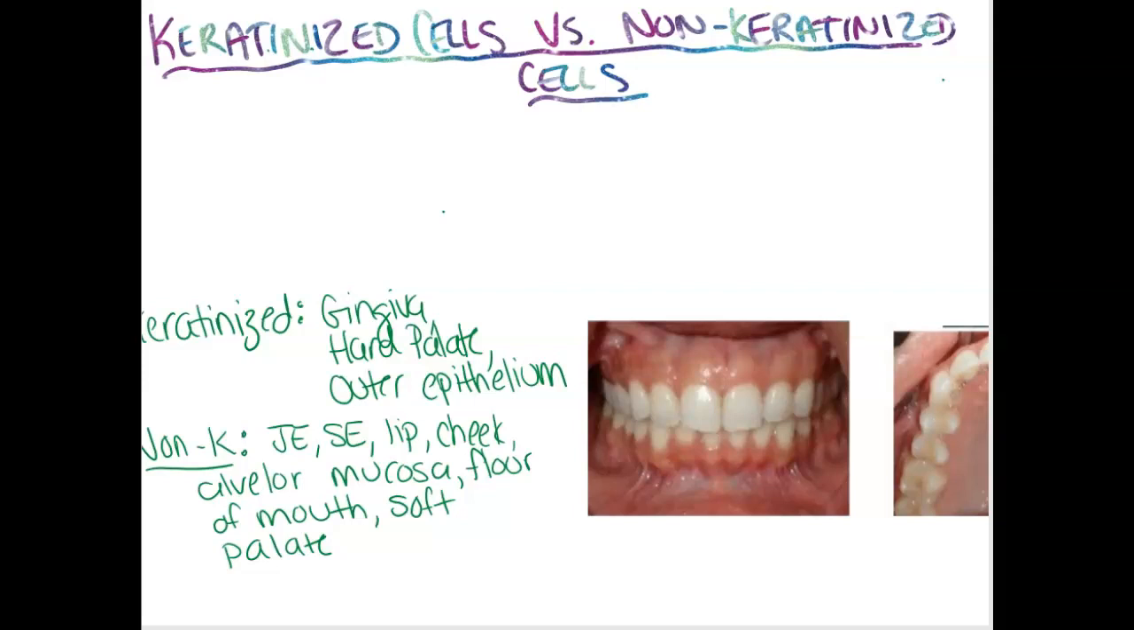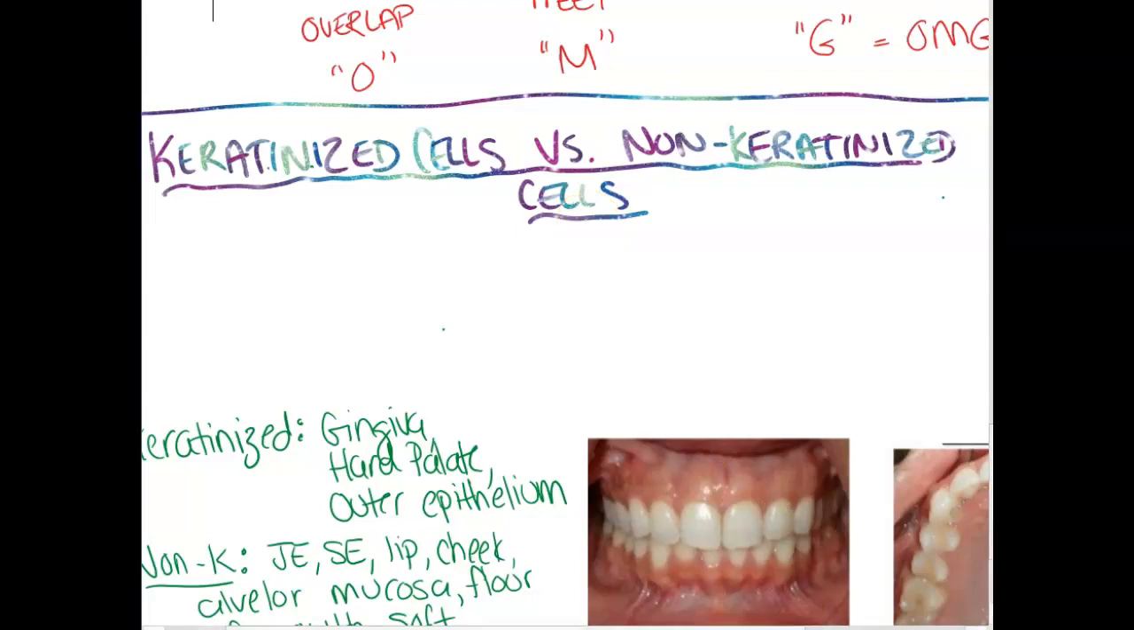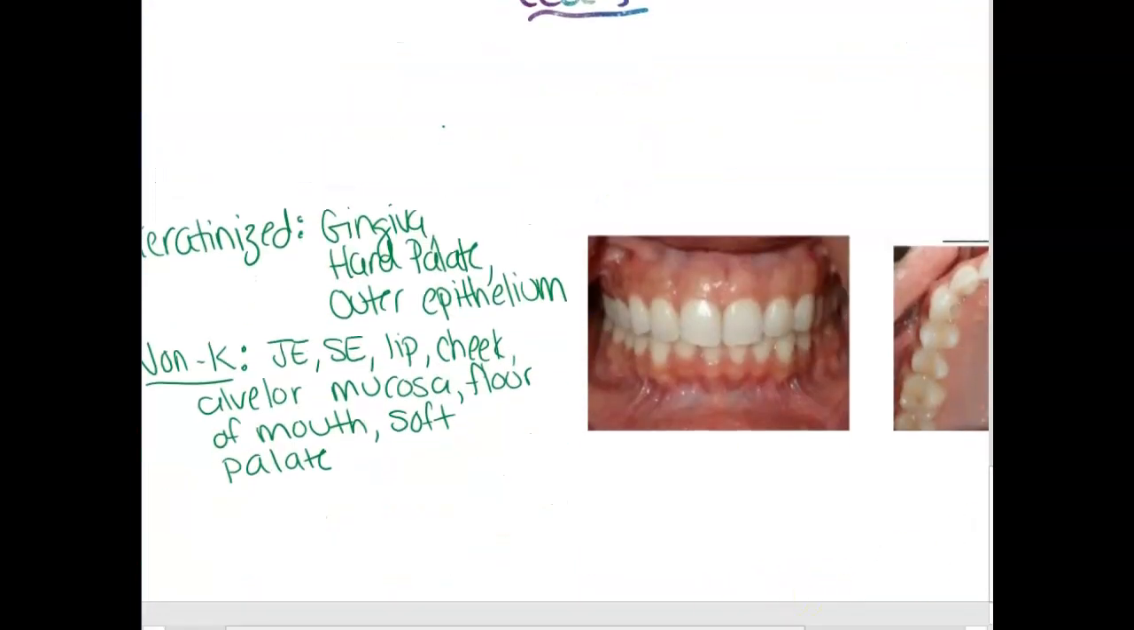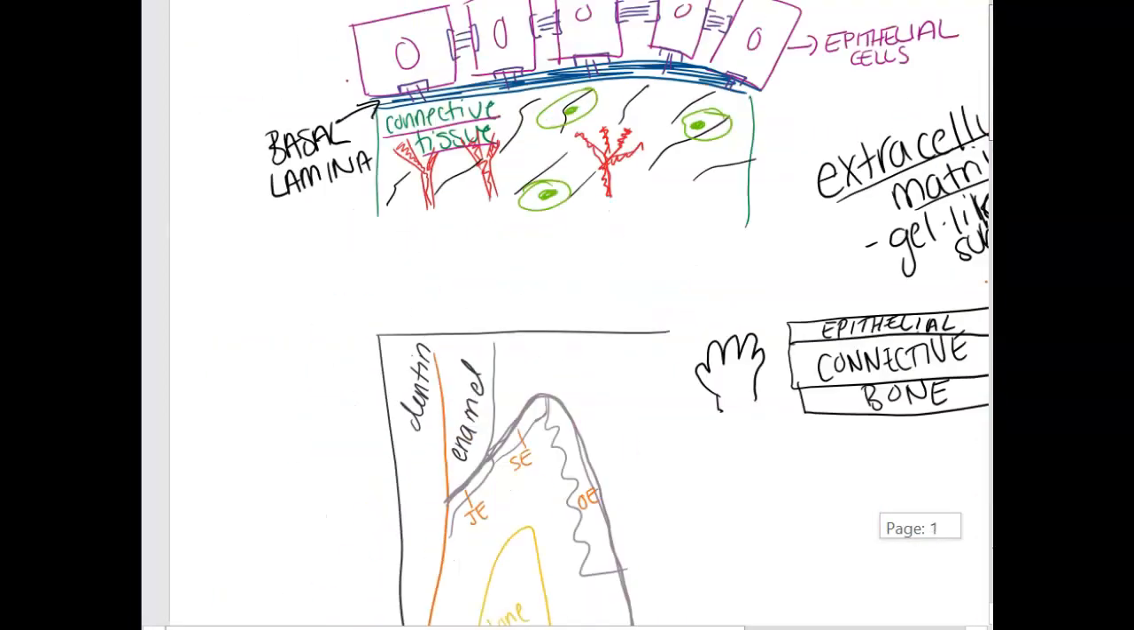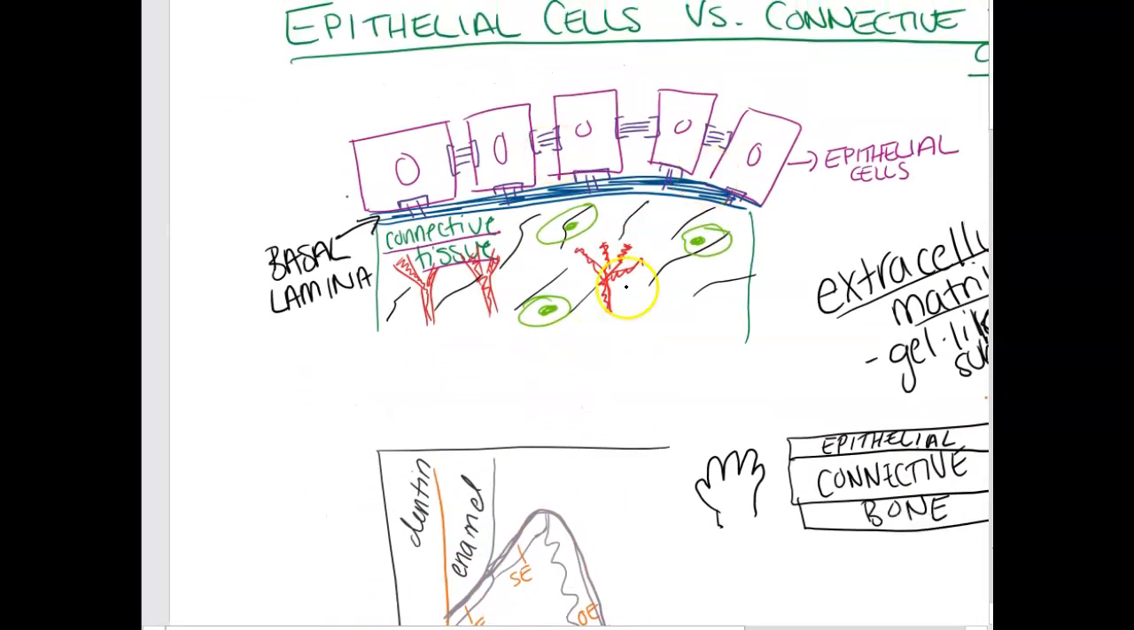All right, so in this video, what we're going to look at is the difference between keratinized cells versus non-keratinized cells. And this may sound confusing, but really it's not that confusing. So let's look at the layers of our tissue. As we reviewed in the previous video, we have the epithelial tissue, which is on the outer surface. And then we have your connective tissue, which is underneath. That's where you have the blood supply. And then underneath that, we have the bone.